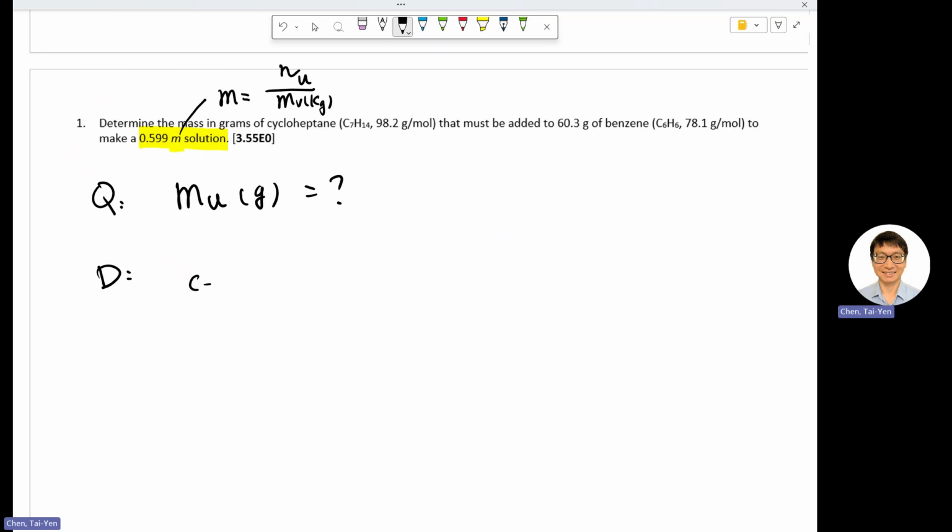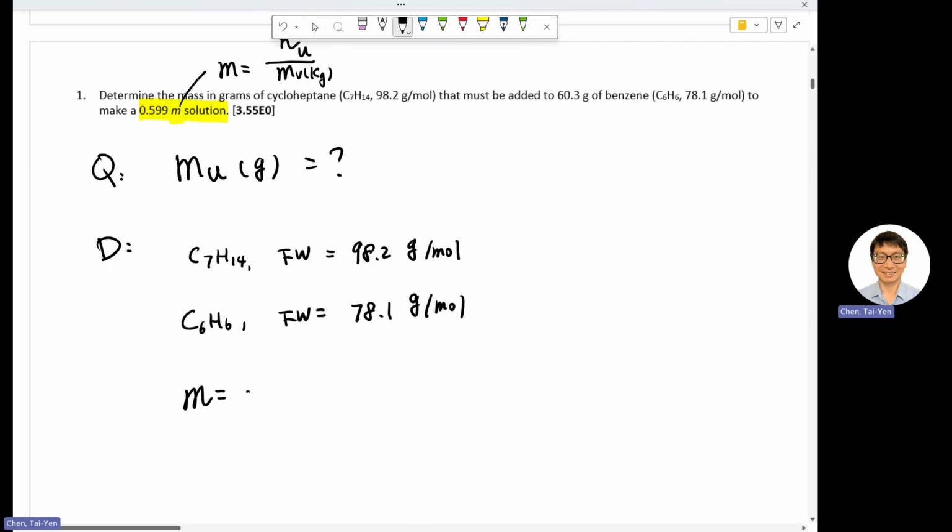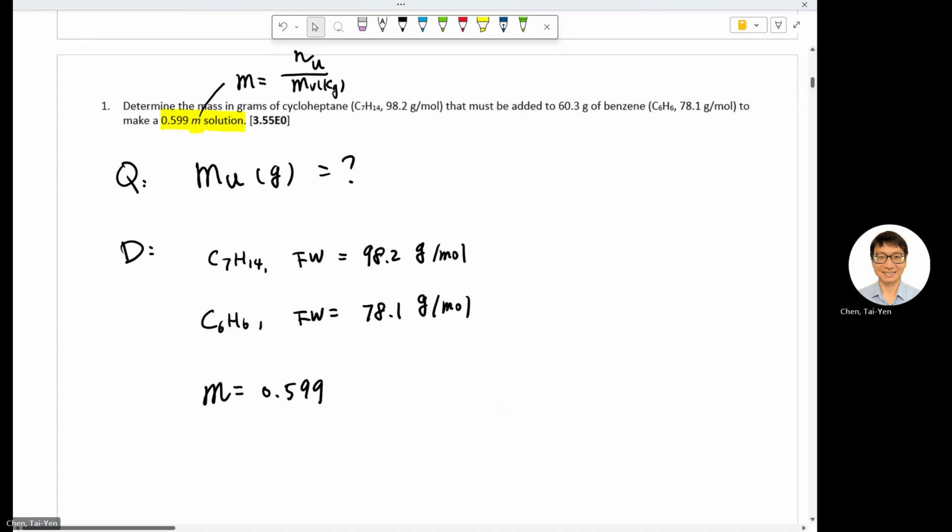You have C7H14, whose formula weight or molecular mass equals 98.2 grams per mole. And then you have C6H6, formula weight is 78.1 grams per mole. And then you know the molality, the concentration, has a value of 0.599 m. Do I have all the data here? I do. I should include everything already.